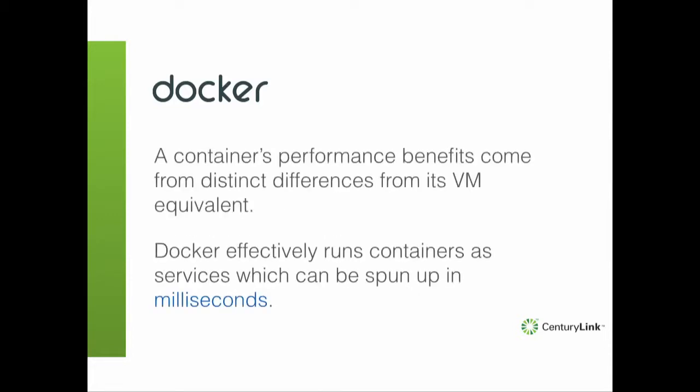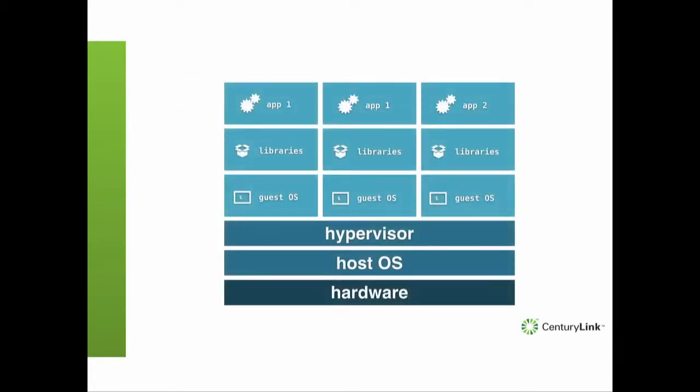So these are just, mentioned again, some of the key performance benefits. I like this slide right here. It really illustrates how a typical virtual machine is set up. In this case, you've got 3 VMs next to each other. 2 of them are running the same application, and as you can see, each of those applications has its own libraries, and they're running on top of their own guest OS, and then they sit on top of a hypervisor, which sits on top of the underlying host operating system.